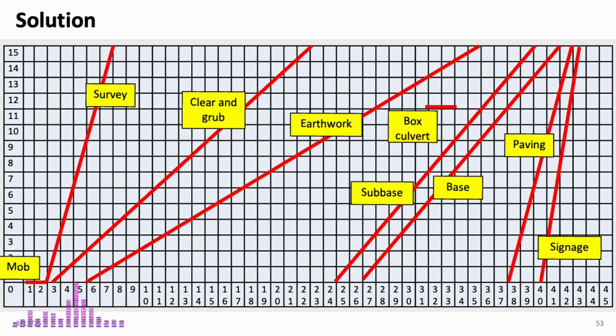Now, let's check the distance buffer for some activities. For instance, the minimum distance buffer between surveying and clearing and grubbing is 2 stations, which meets the required constraint. Similarly, the minimum distance buffer between the box culvert and subbase is also 2 stations, ensuring that the buffer requirement is satisfied. Overall, this schedule appears to meet all the necessary constraints.